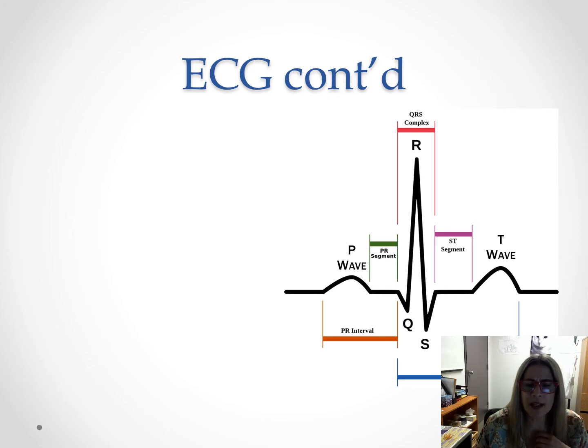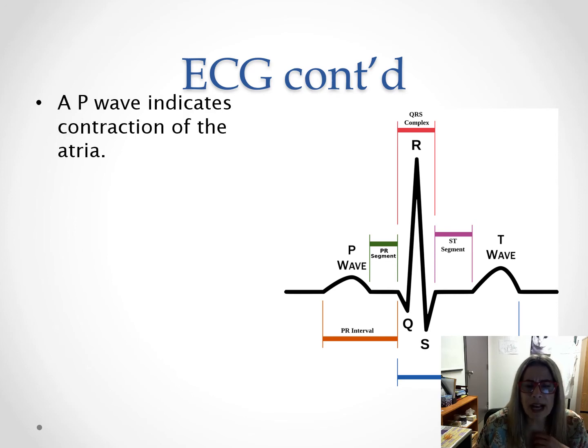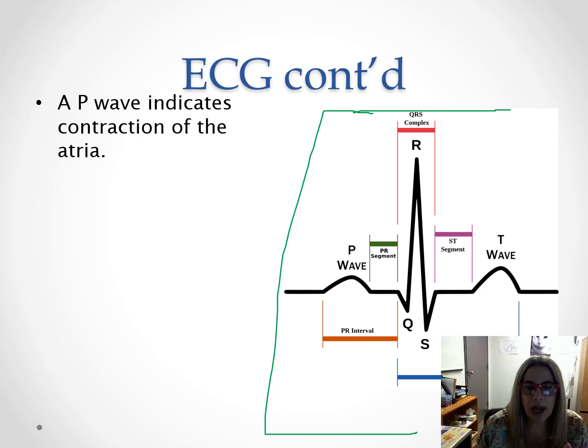So one of the things that we do need to know is what exactly this particular section of an ECG tells us. So this is obviously one cardiac cycle here, okay? This image is one full cardiac cycle. So what do we have to know? We have to know what the PQRST actually means.